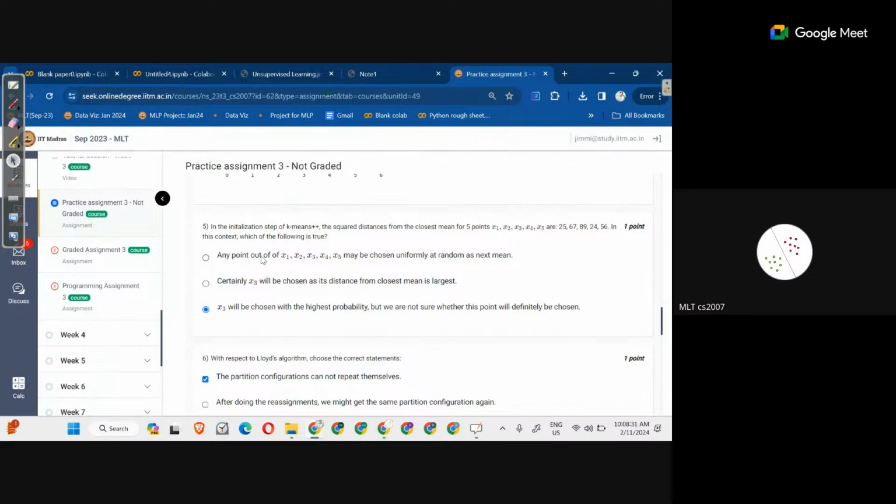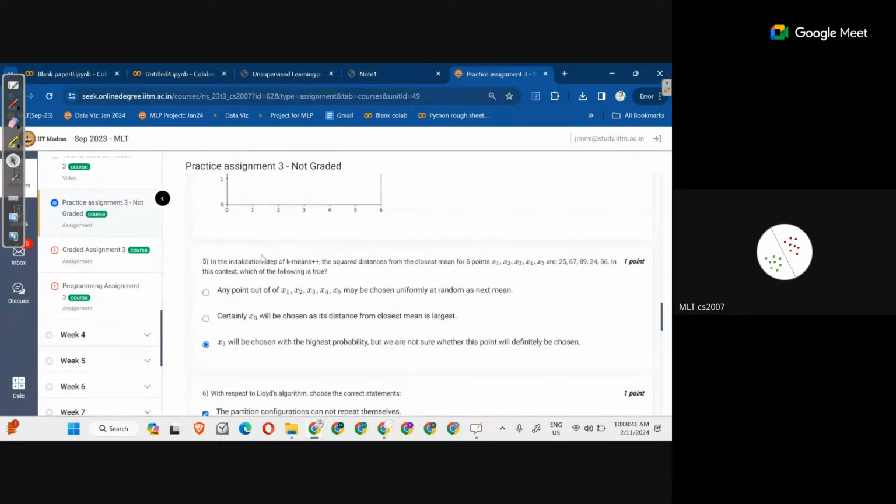Okay, after this step. In the initialization step of k-means++, the squared distances from the closest mean for 5 points are like this. Which one point would be chosen?